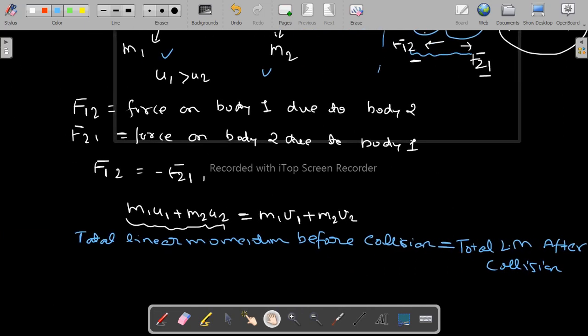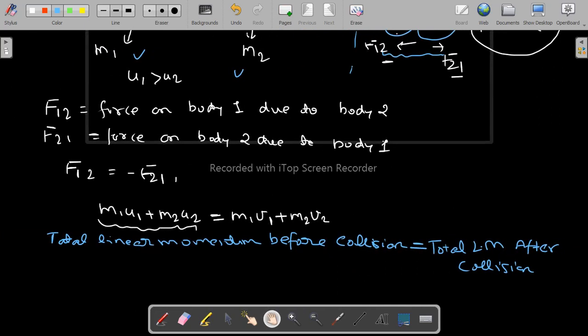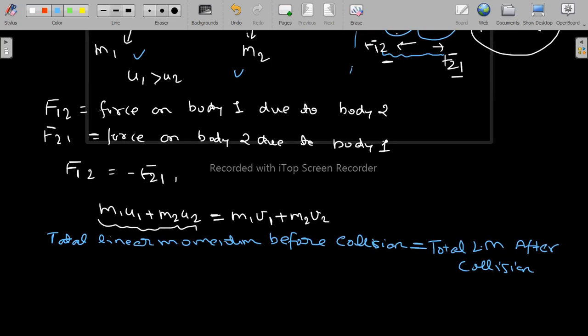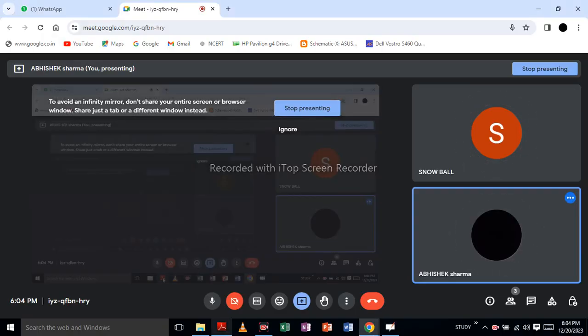So this is the law of conservation of momentum, which states that during the collision between two objects, the total linear momentum before the collision will equal the total linear momentum after the collision. Okay, fine. And when you find out F12 and F21, let me show you on your textbook also.